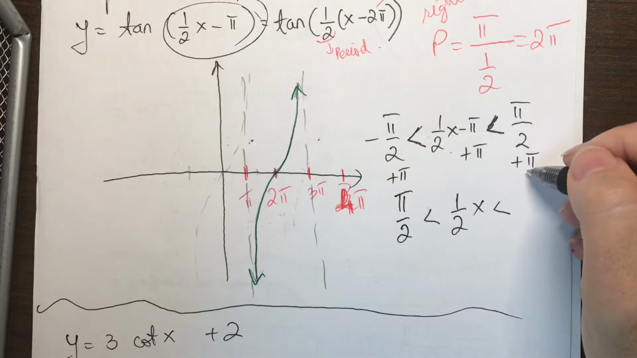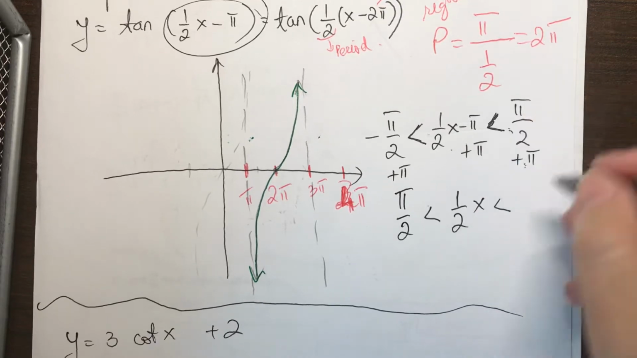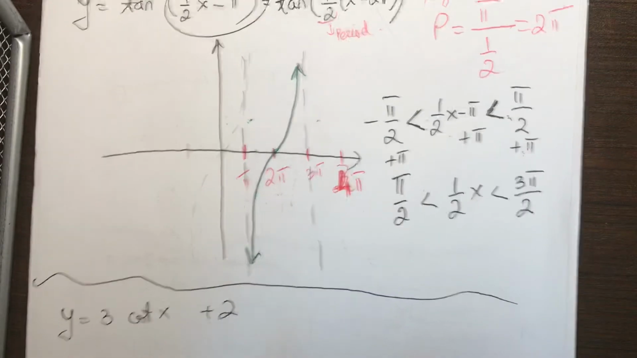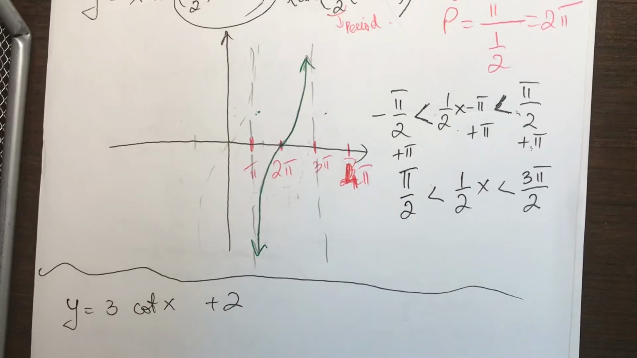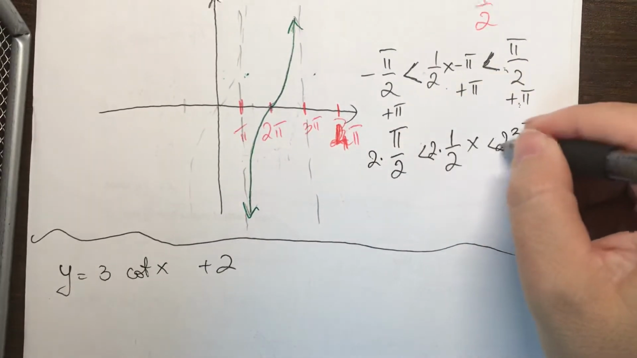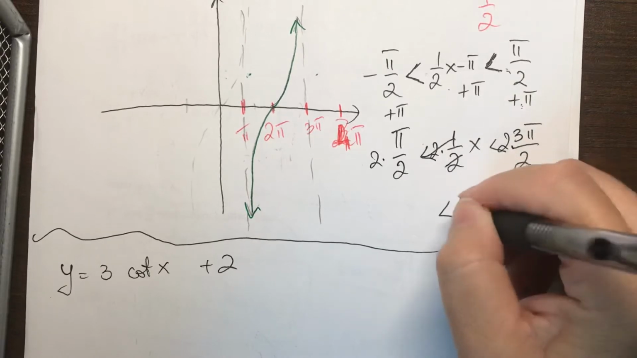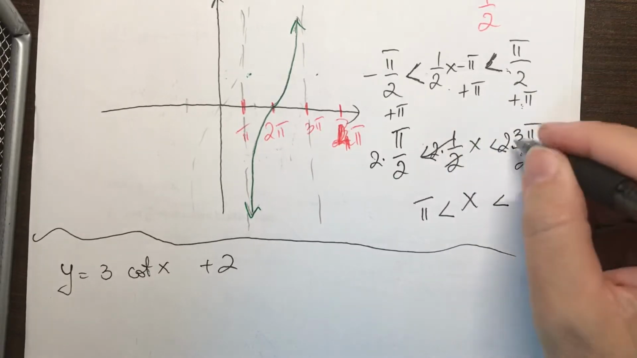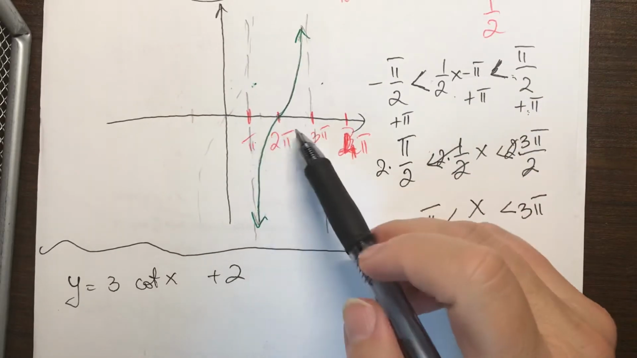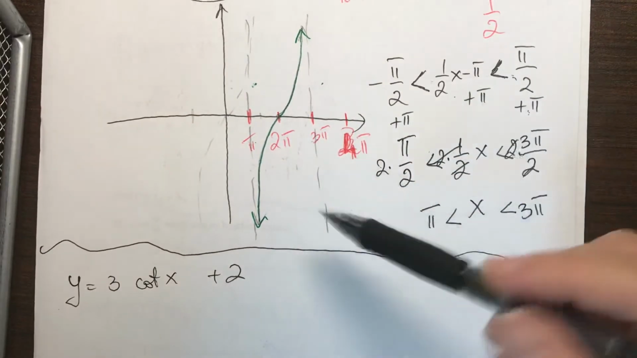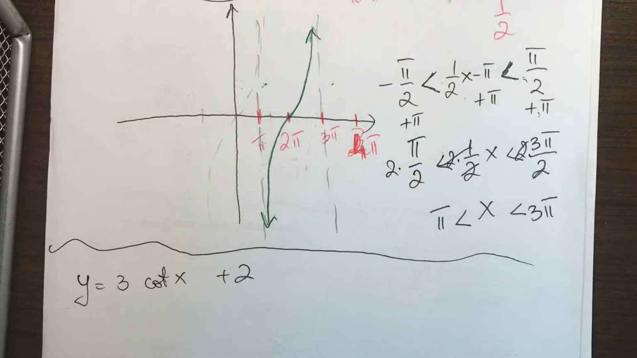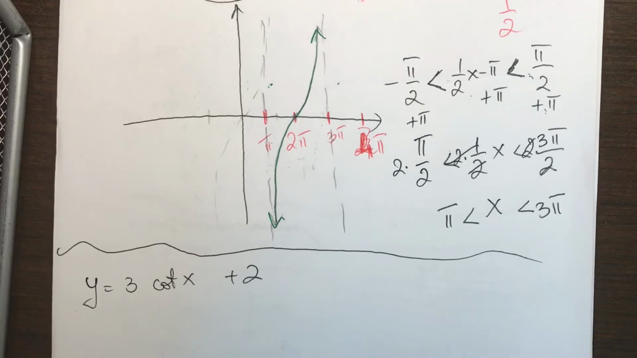And 1 plus 1/2 of these pi's is 3/2, or 1 1/2. Okay. And the last thing to do to get to x is multiply by 2. So then x will be drawn between pi and 3 pi. So is this what we drew? Exactly. Between pi and 3 pi, I made myself the two vertical asymptotes, and then I just drew the tangent in between. That's it.